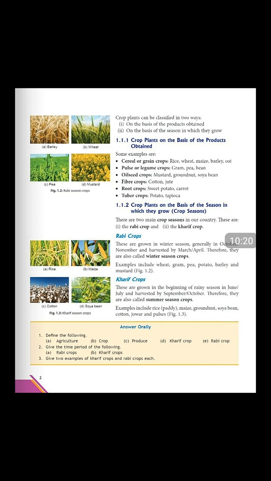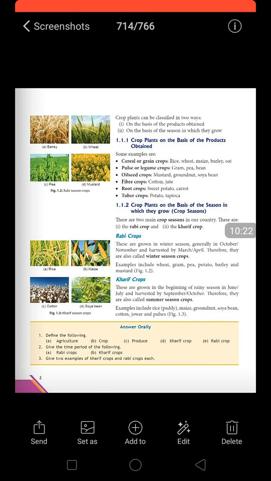Then kharif crops are those that are sown in summer season and harvested in September-October, for example your paddy and cotton. And then comes your rabi crop, that is grown in winter season and harvested in April month, and that is your wheat, etc. So if they are asking you about the time period of rabi and kharif, then two examples of each kharif and rabi I have already told you. So this is very simple. Now moving to your next page.